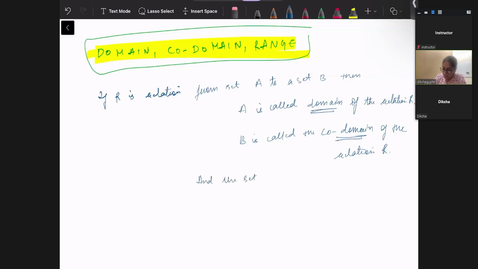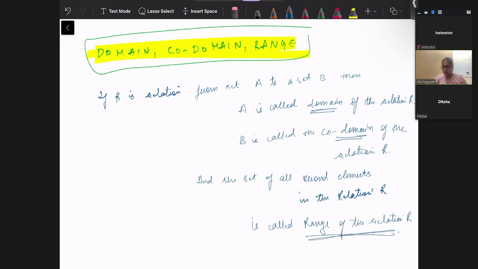And the set of all second elements in this relation R is called the range of the relation R.